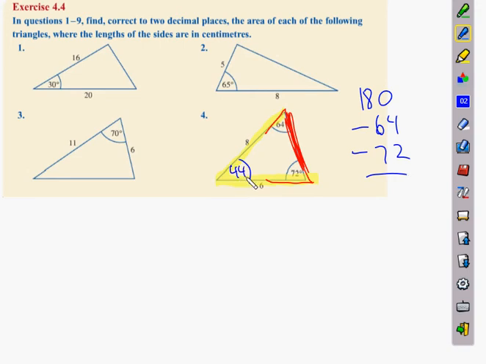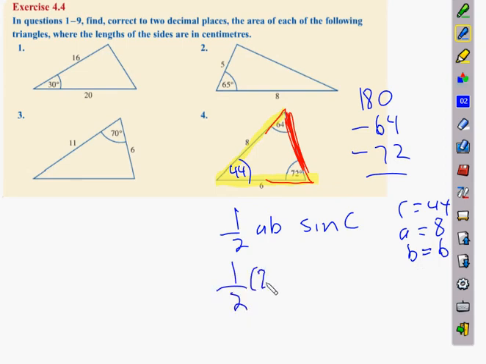Now we're in business. It's a half AB sine C. C is 44. A is what, guys? A is 8. B is 6. So once again, in your calculator, a half 8 times 6 sine 44. And tell me what the answer is.